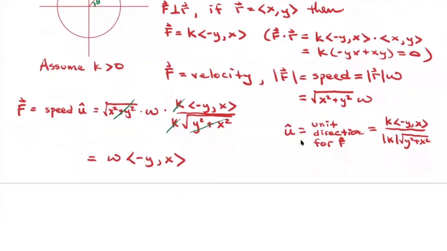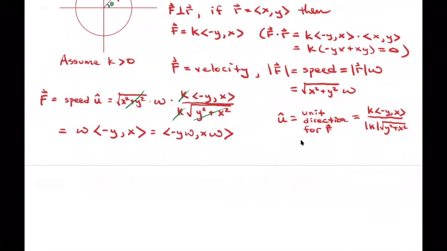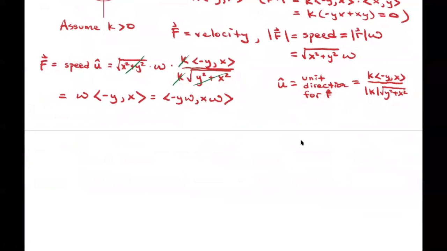Okay, so we may as well just say, all right, well, that's negative y omega, x omega. So that's just a constant angular velocity rotational field. And the curl of this field is what I'm interested in. So that's del cross F.